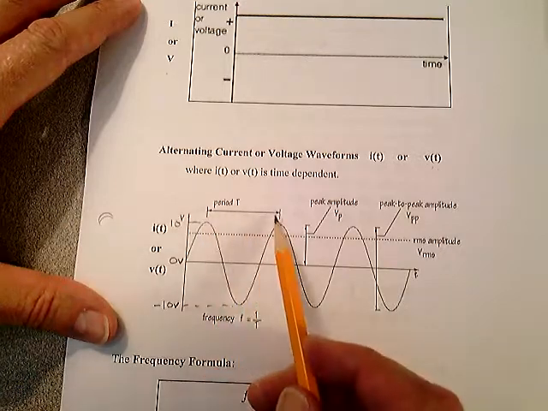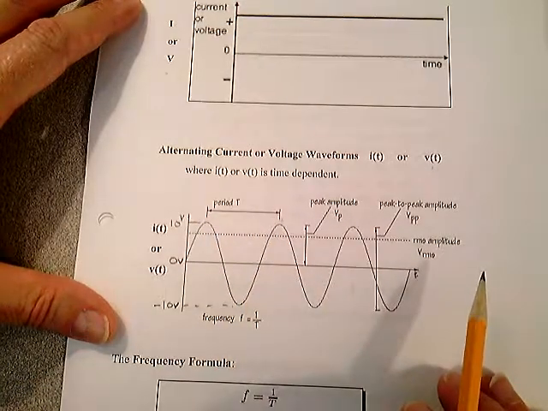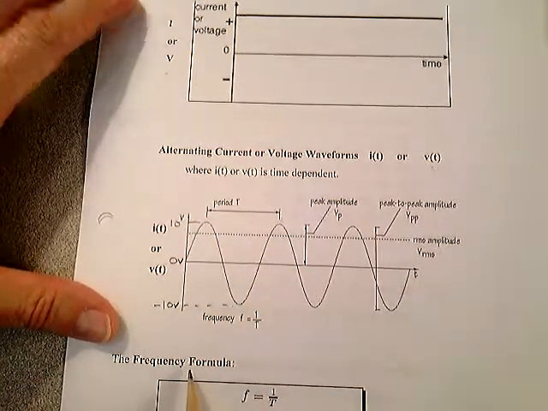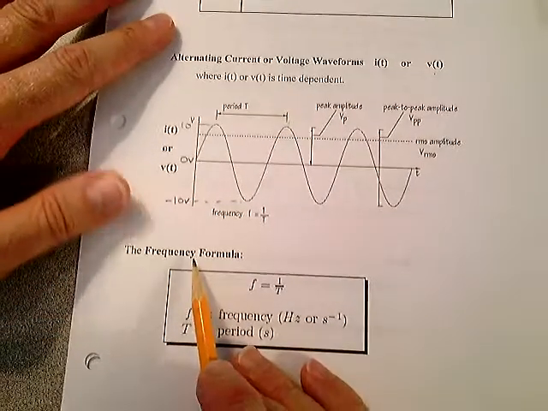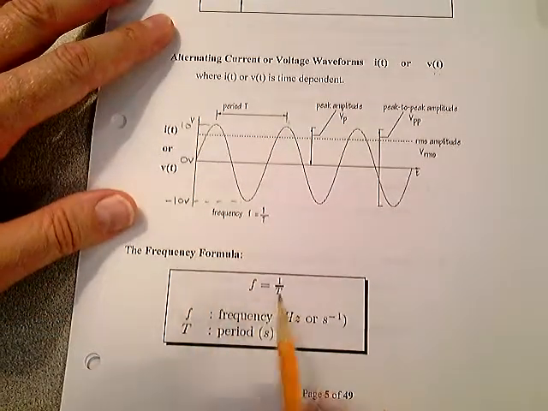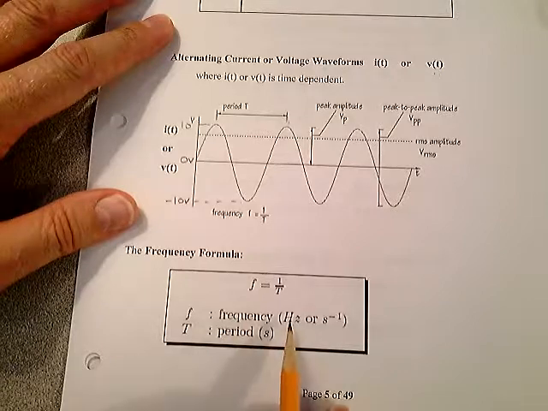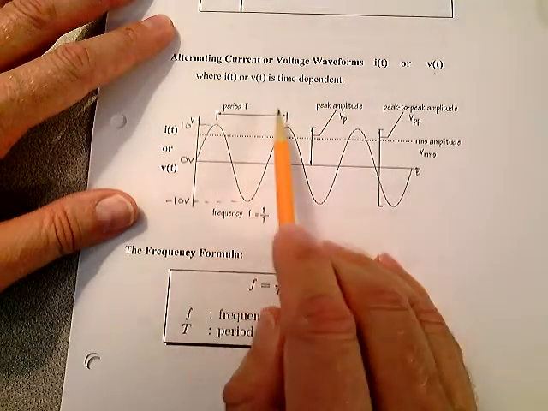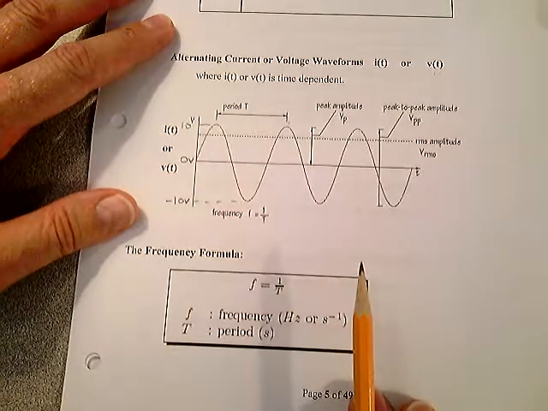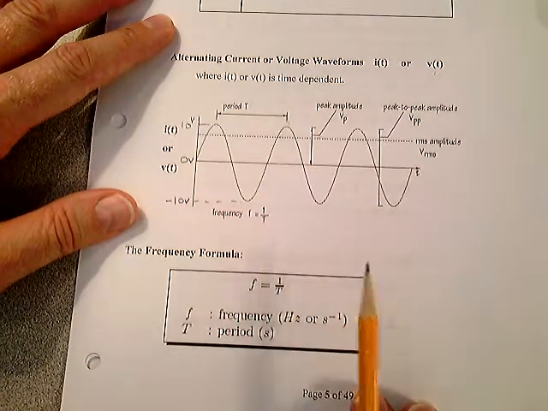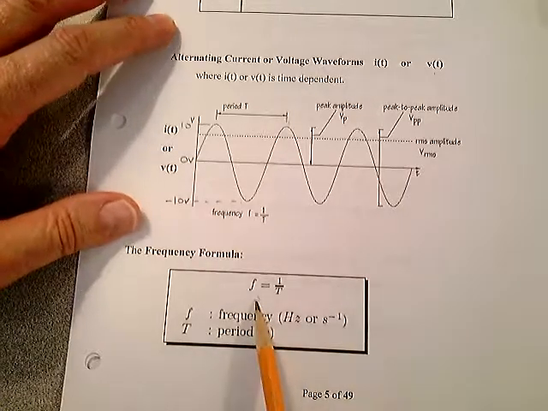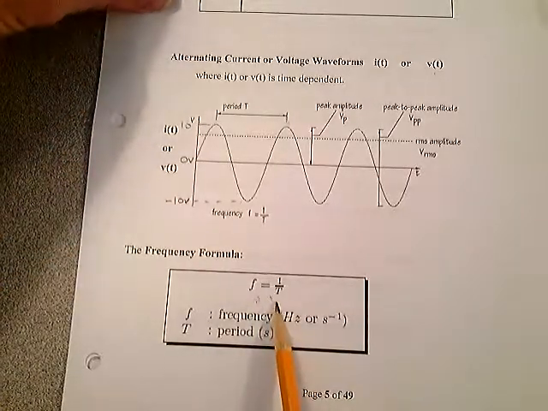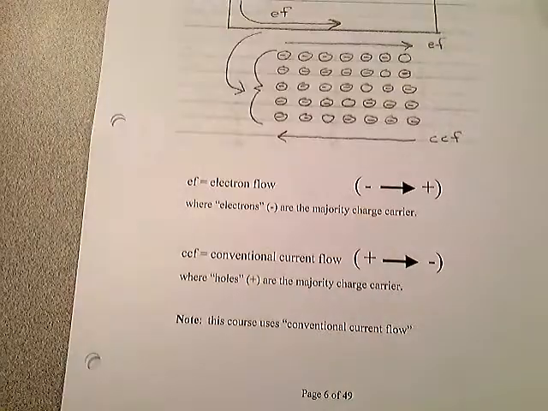Period is defined by the repetition of the waveform. And the frequency formula, which is a very, very important formula: frequency is equal to 1 over the period, where frequency is in hertz and period is in seconds. The period here is in seconds, or units of seconds, microseconds, milliseconds, and so forth. Very important equation, one of the basic equations in electrical engineering.